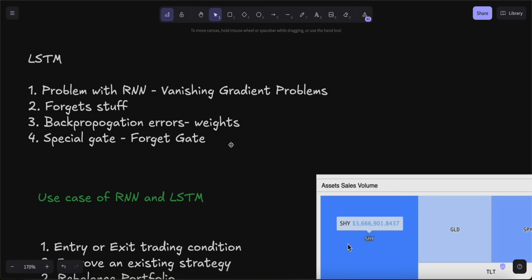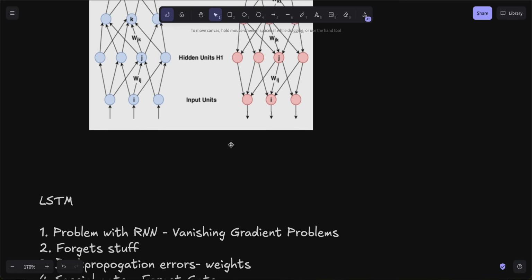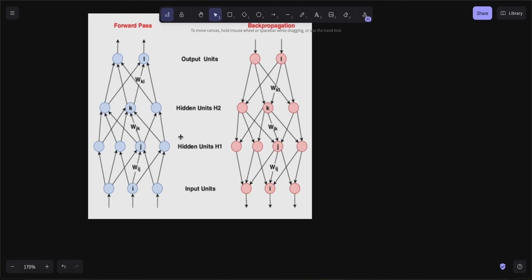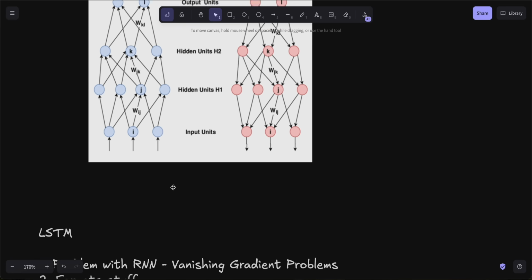For example, when you read a book, let's say you're reading Stephen King's The Stand, which is really, really big, you tend to forget some of the characters because there are lots of characters. Just like human beings, we forget stuff. Neural networks also tend to forget stuff, and that's because of the backpropagation errors and the weights. To avoid this situation, LSTM has a thing called a forget gate. Along with the hidden units, there is a forget gate which takes care of the forgetting problem, and it takes into consideration the important things in the past that have to be remembered. That helps us improve our results for the LSTM.